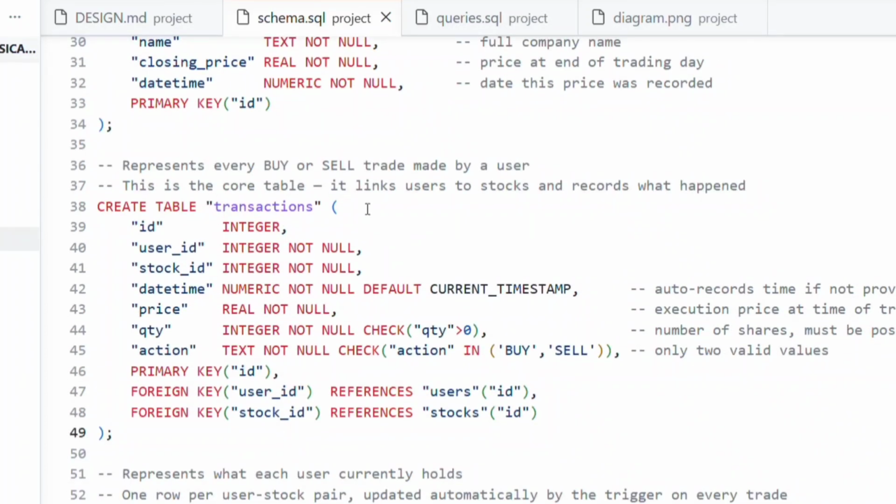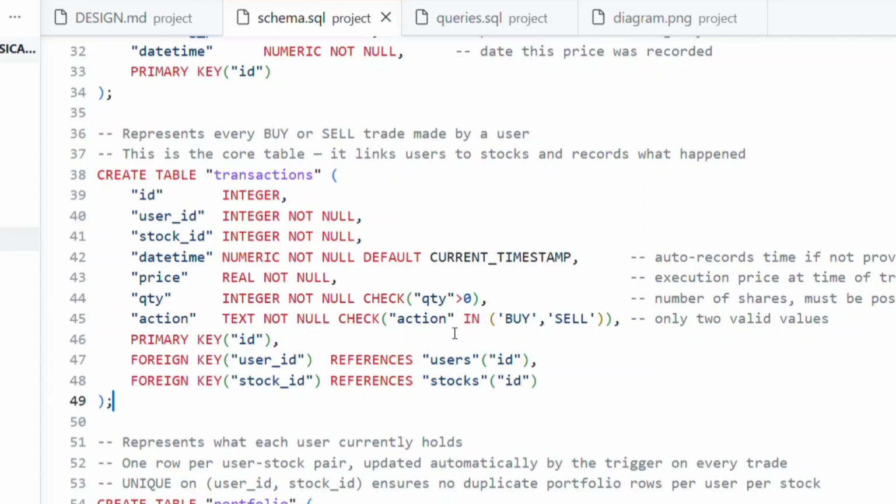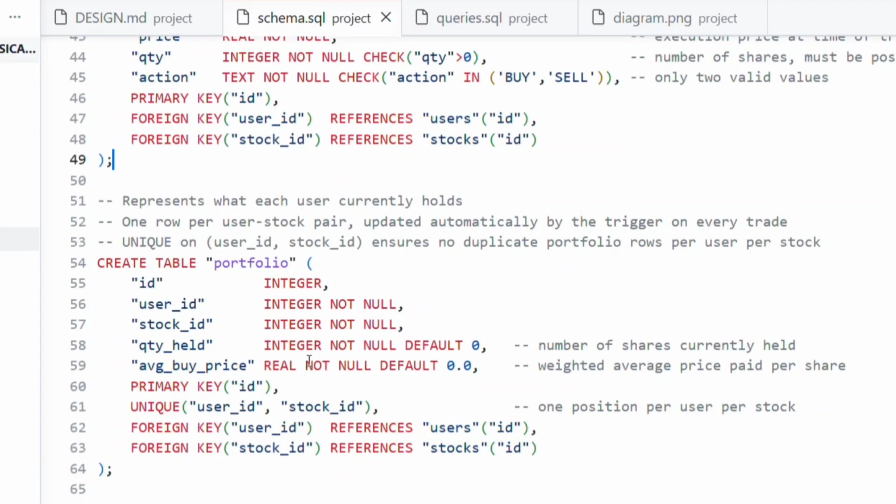Then comes the transaction table. The transaction table is the core table. Every buy or sell signal lands here, with a check that literally checks the two words, either buy or sell. It also has another check which ensures the quantity always stays positive. Then comes the portfolio table. The portfolio tracks what each user currently holds. One row per user per stock, enforced by a unique constraint on user ID and stock ID together.